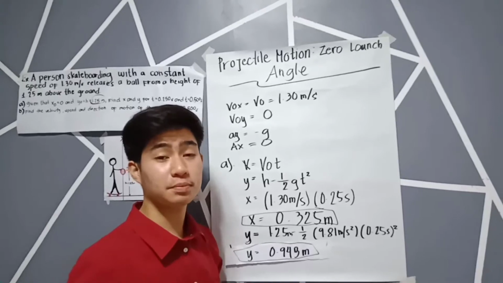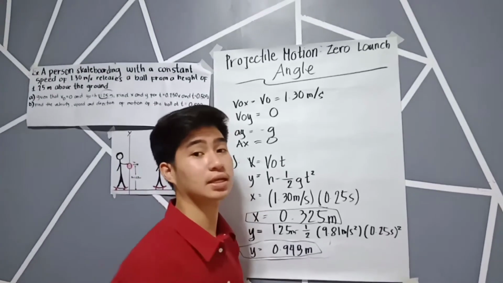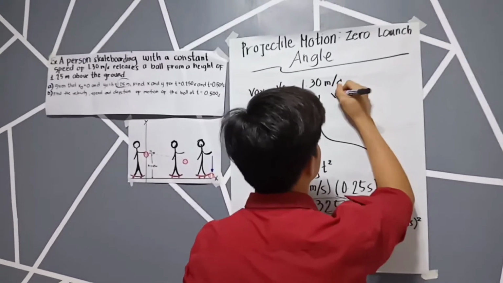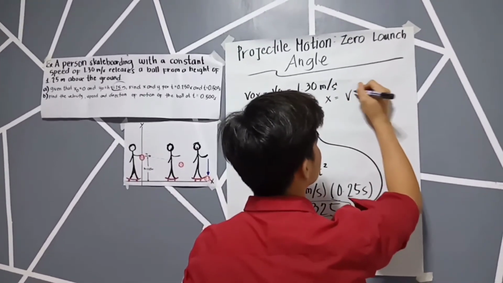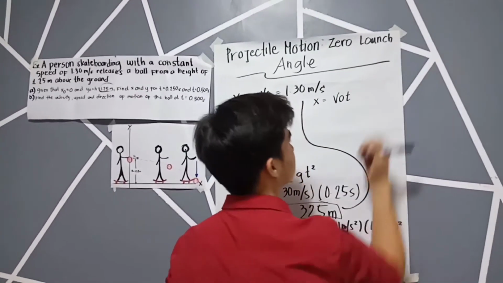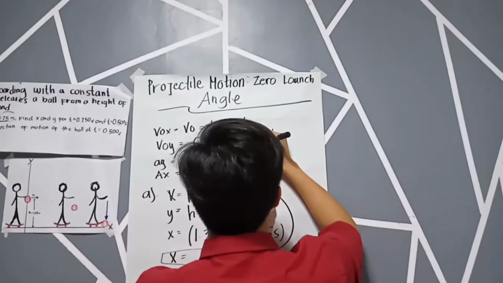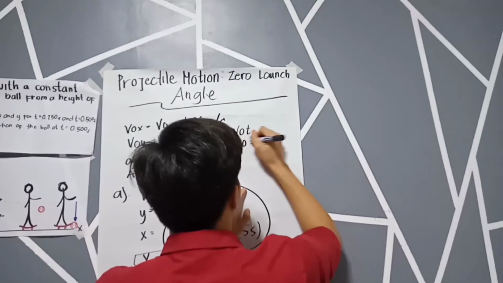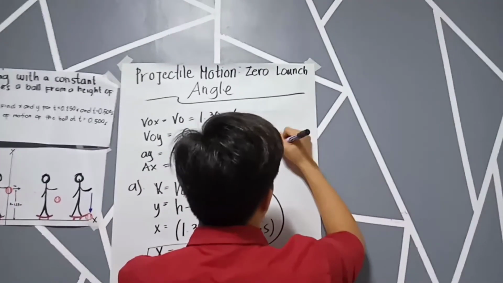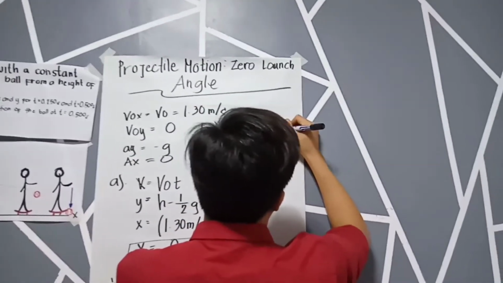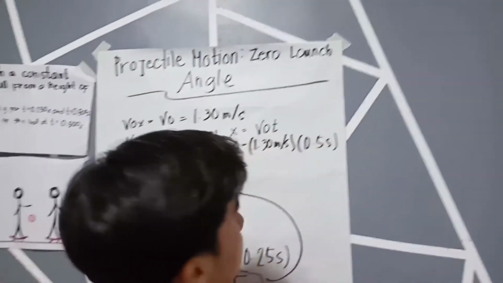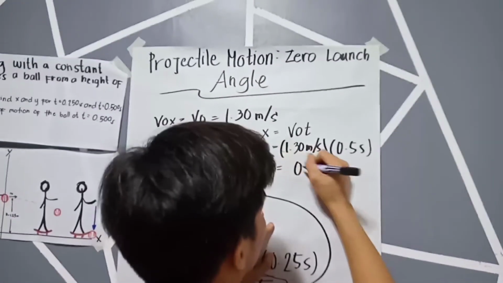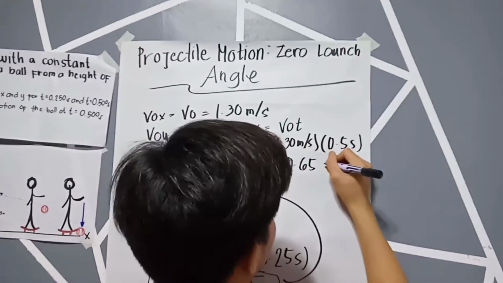So for the time 0.50 seconds, we use the same process. So now, x is equal to v sub o t. So now x is equal to 1.30 meters per second times 0.5 seconds. So by calculating, x is equal to 0.65 meter.